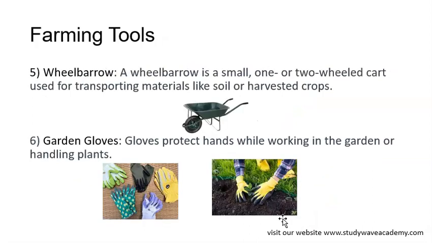We have the wheelbarrow. The wheelbarrow is a small one or two-wheel cart used for transporting materials like soil or harvested crops. This is called the wheelbarrow. The wheelbarrow is just like another form of transportation. It's used for transporting materials like soil or harvested crops.